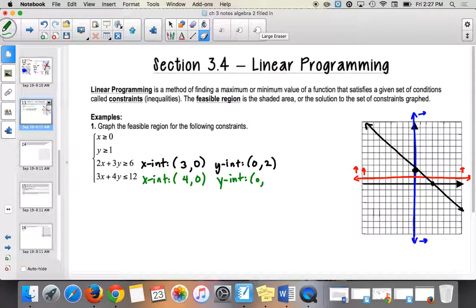Does everybody understand how to do that? Okay, so we'll make sure that you guys are all good there. All right, and then we draw that one as well. So we have 4, 0, and then we have 0, 3. Just slightly above it. How about the shading on the black line?